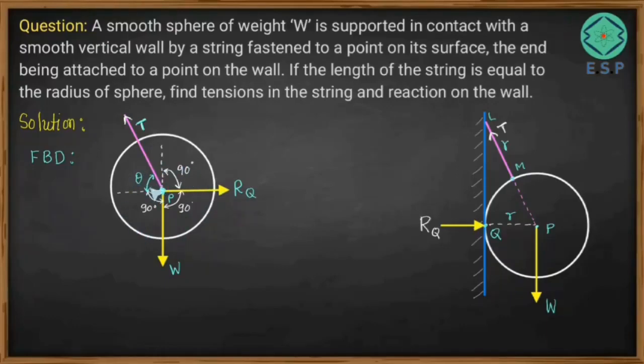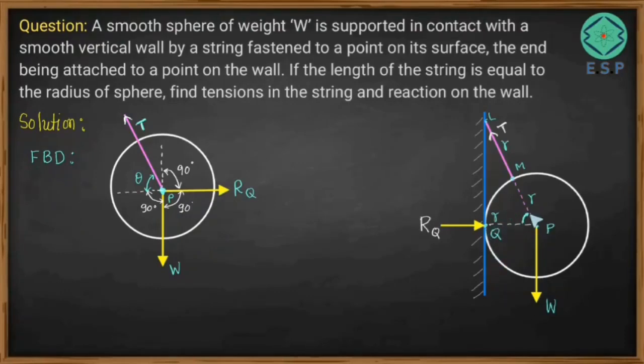Then I shall be able to find the angle between the tension and the weight W, as well as the angle between tension and RQ. For that we will use geometry. If you look at this diagram, friends, this is radius and this is also radius. So the distance between point L and point P is going to be r plus r, that is 2r. And the distance between point Q and P is also equal to r.